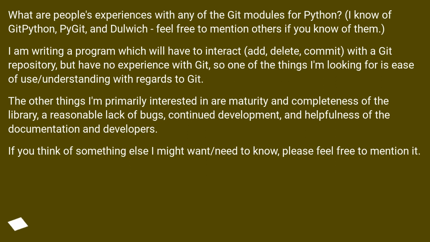I am writing a program which will have to interact with a Git repository: add, delete, commit. But I have no experience with Git, so one of the things I'm looking for is ease of use and understanding with regards to Git. The other things I'm primarily interested in are maturity and completeness of the library, a reasonable lack of bugs, continued development, and helpfulness of the documentation and developers. If you think of something else I might want or need to know, please feel free to mention it.